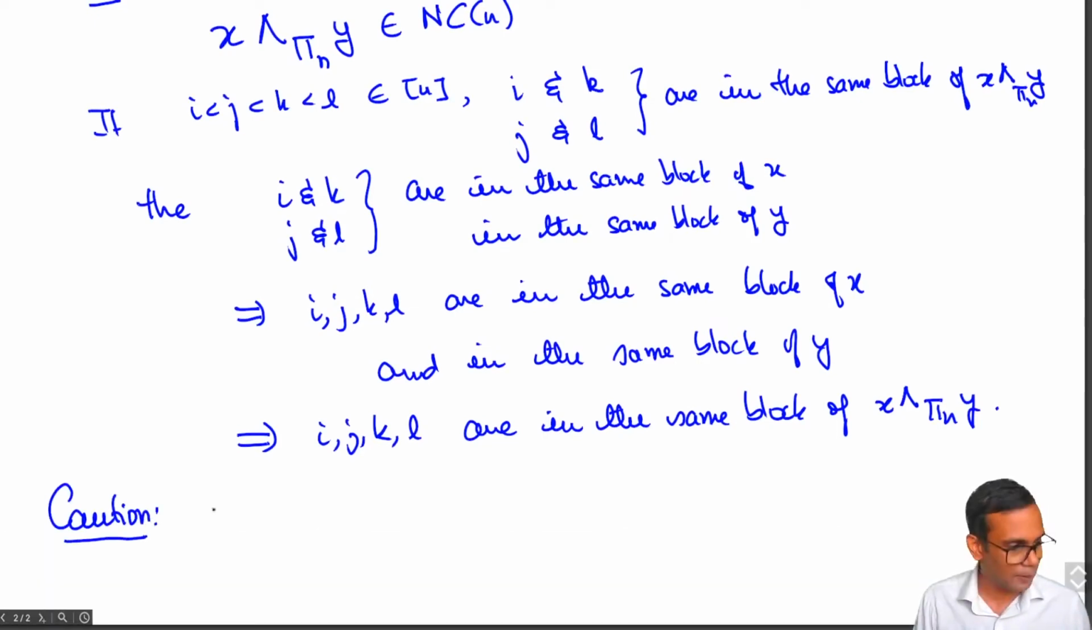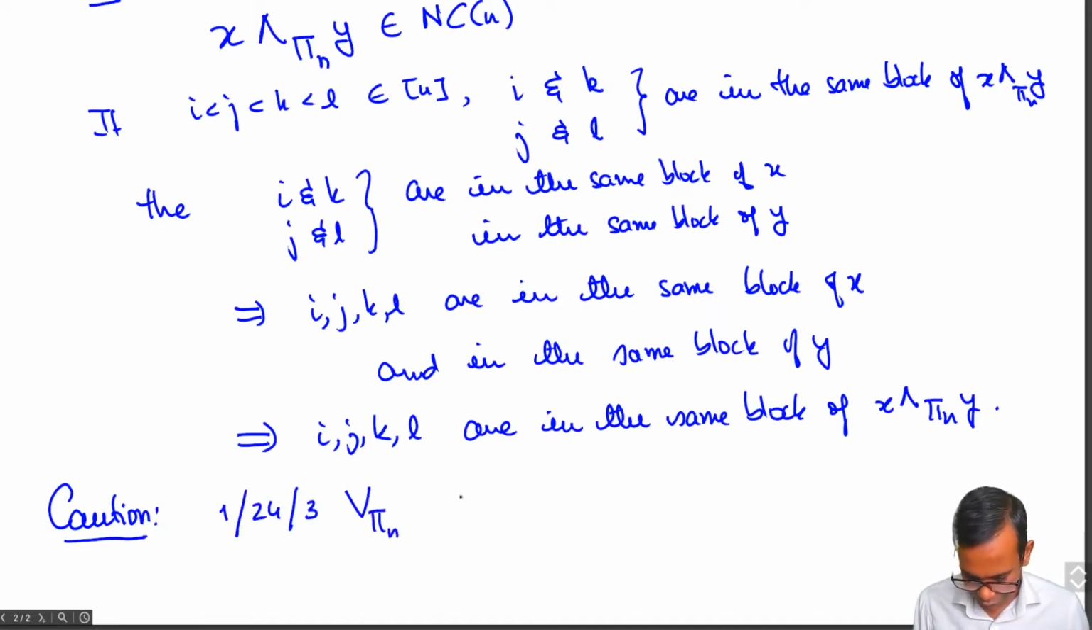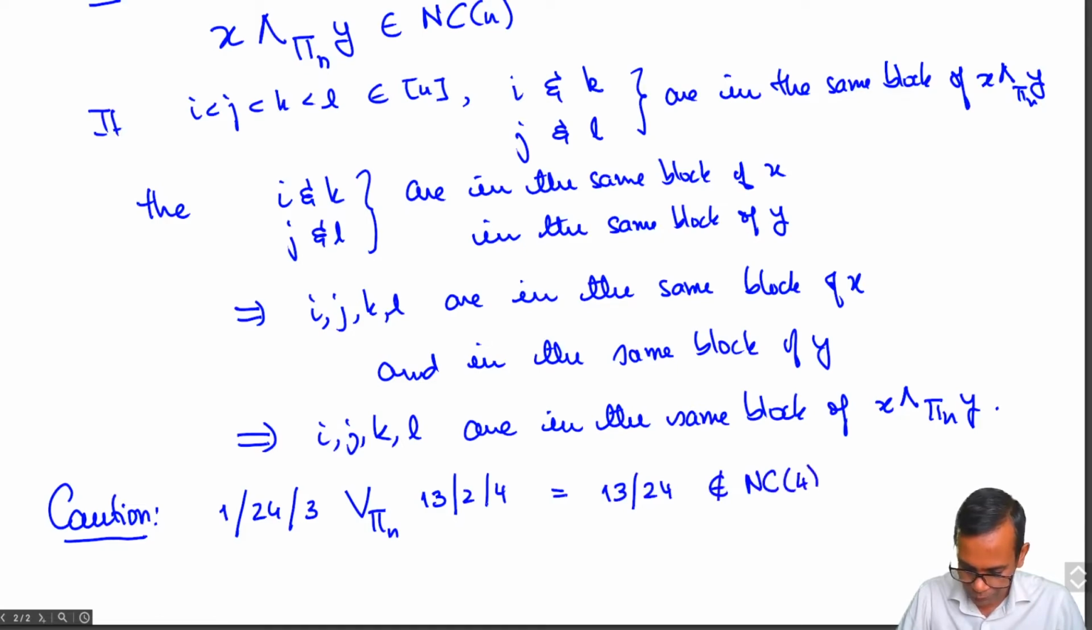So if you take the partitions 1, 2, 4, 3 and take the join in pi n with the partition 1, 3, 2, 4. What I need to do is take the set partition whose blocks are obtained by taking those elements which are in the same block either of x or of y. And so this is going to be just 1, 3, 2, 4. Okay, but 1, 3, 2, 4, this does not belong to NC4.